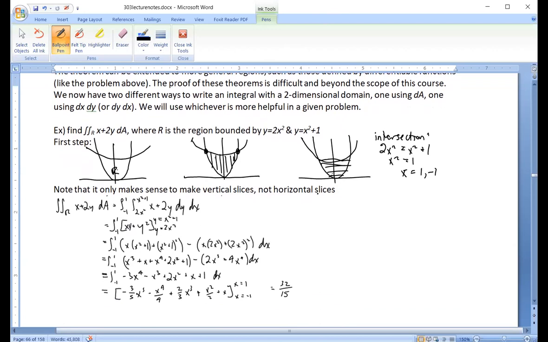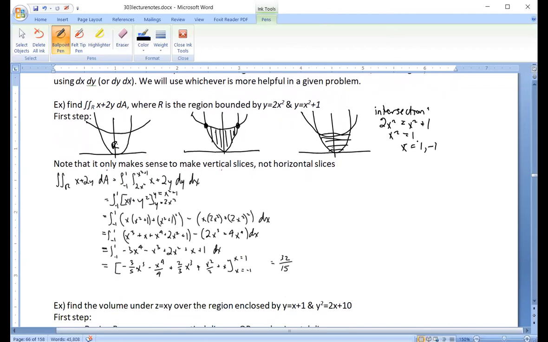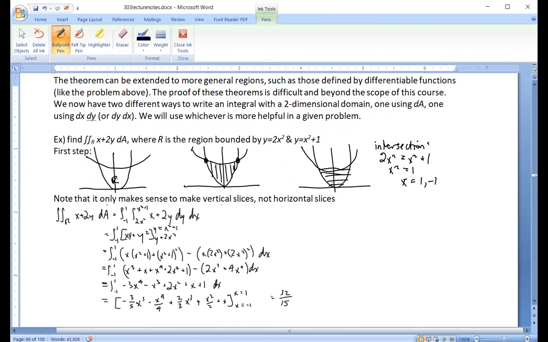Okay, so there is our first integral from scratch. We have to figure out everything by hand. I just want to check if there are any questions on that one.